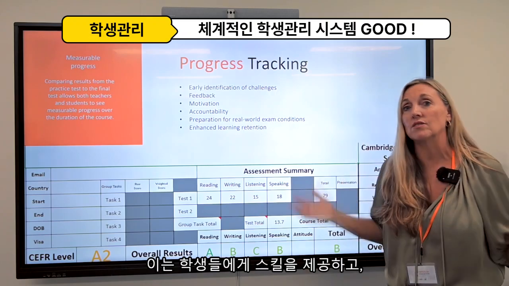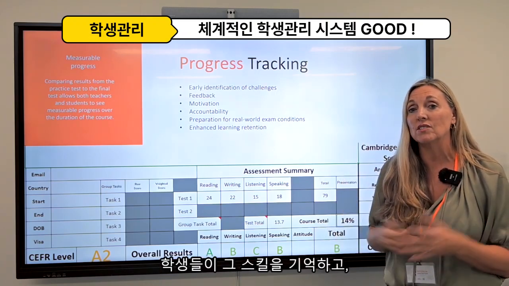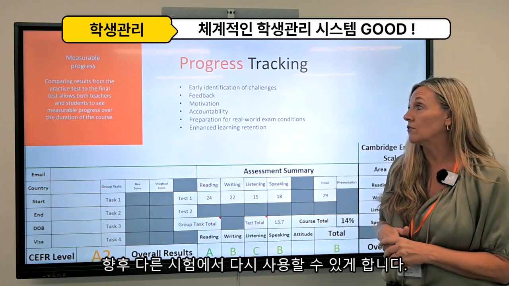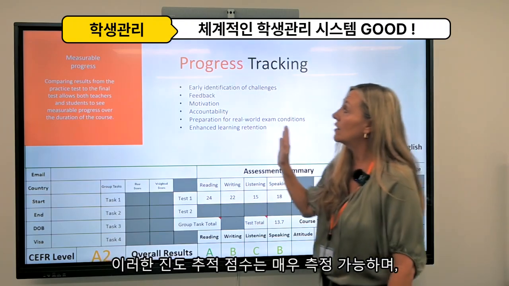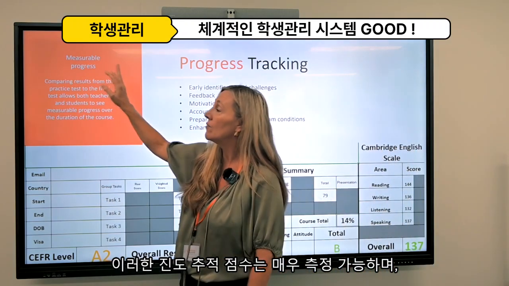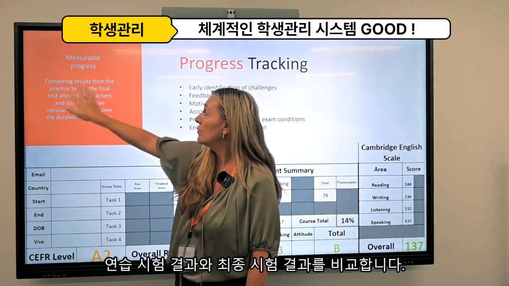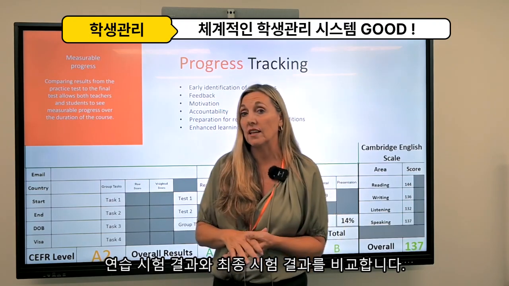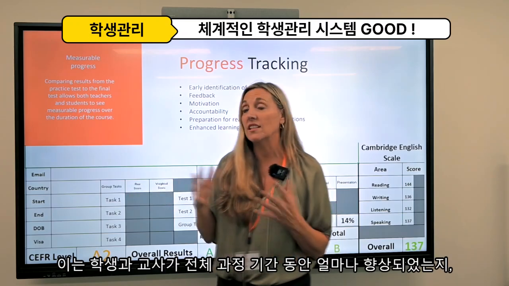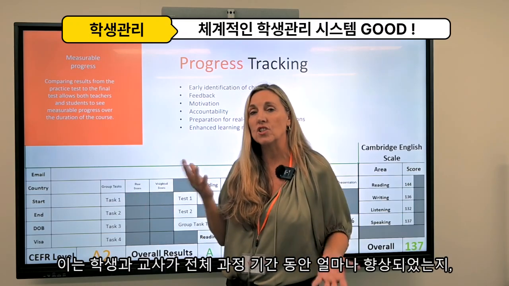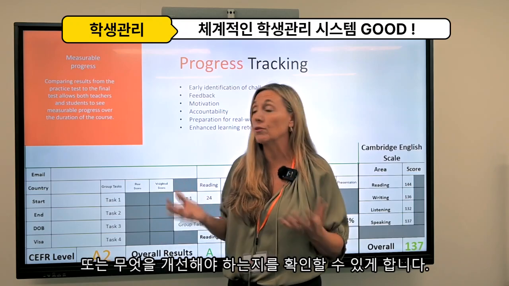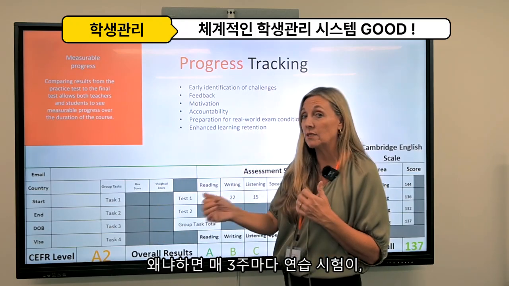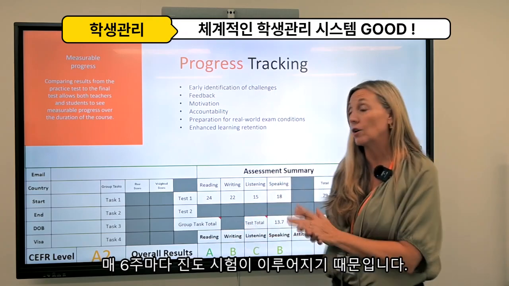It gives them skills and they're able to remember those skills and reuse those skills in other exams they may come across in the future. These progress tracking marks are very measurable because they compare results from the practice tests, as I'll show you in a minute, to the final tests. And it allows the student and the teacher to see how much they have improved or what they need to improve through the duration of the whole course, because it's done every 3 weeks as a practice test and 6 weeks as a progress test.